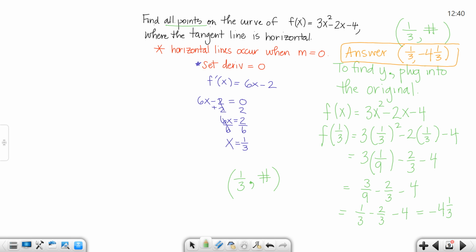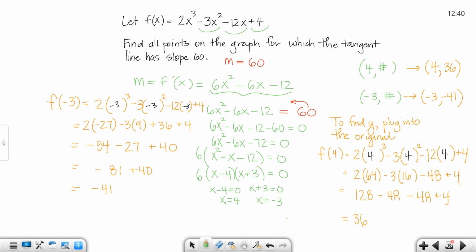So anytime I ask you when the tangent line is horizontal, you take the derivative, because that's your slope, and you set that derivative equal to 0 and solve it out. Okay, in your next example, I give you another function and I say find the points where the tangent line has slope 60. So your derivative is the slope of the tangent line, and I want that derivative to equal 60.